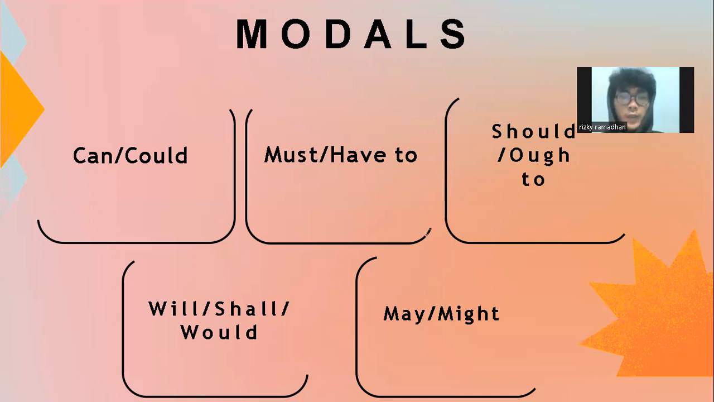The second type is will, shall, or would. Will and shall are used to express plans. The difference is shall is only used for subjects I and we, while would is used as the past tense of will. For example, will you turn down your music?